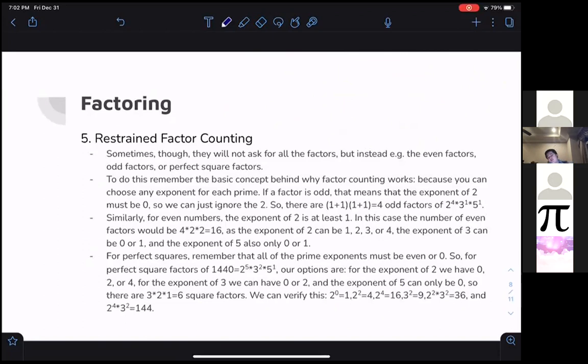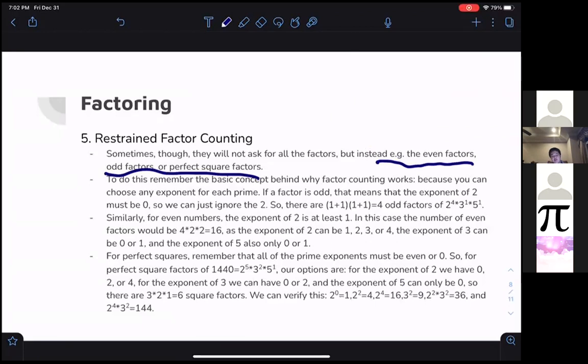Sometimes they will not ask for all the factors, but instead even factors, odd factors, or perfect squares. Again, you really need to be conceptually solid in what every single number in that prime factorization means. And if you are, you will easily understand how to get each of these quantities. To do this, remember the basic concept of why factor counting works: you can choose any exponent for any prime.